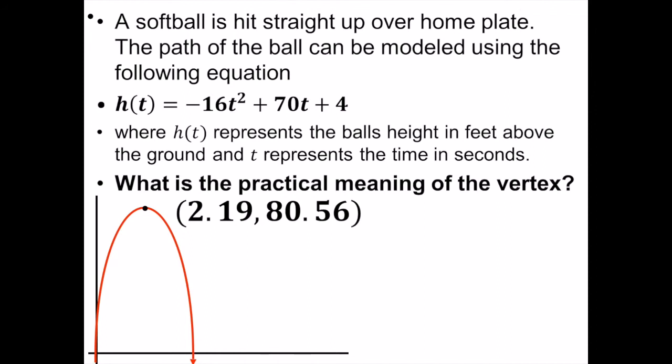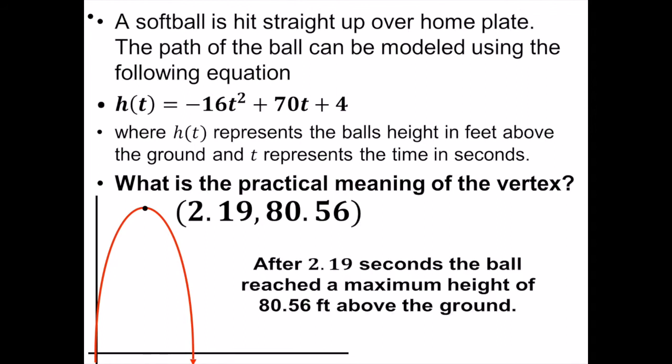Well, 2.19, that's the seconds. Remember, that's our t value in this case, time in seconds. And 80.56 is the feet above the ground. So you should have something close to this, and it doesn't need to be exactly this, but something close to the fact that after 2.19 seconds, the ball reached a maximum height of 80.56.